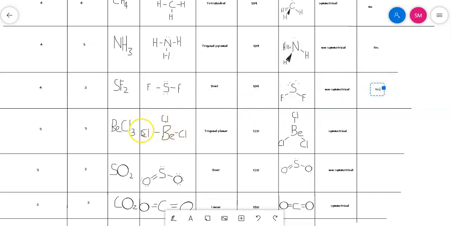Here we've got polar bonds, chlorine and beryllium. So polar bonds, is the molecule symmetrical? Yes, it is symmetrical. So that means that these dipoles or charges will cancel, and so we end up with a non-polar molecule. So that one would be non-polar.